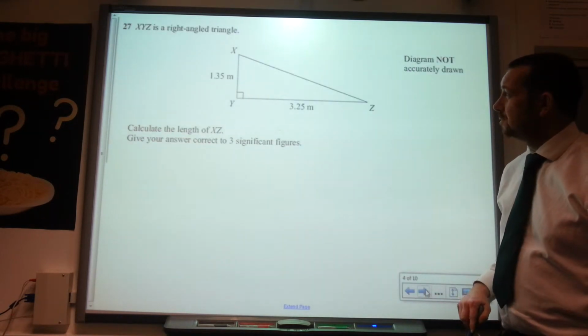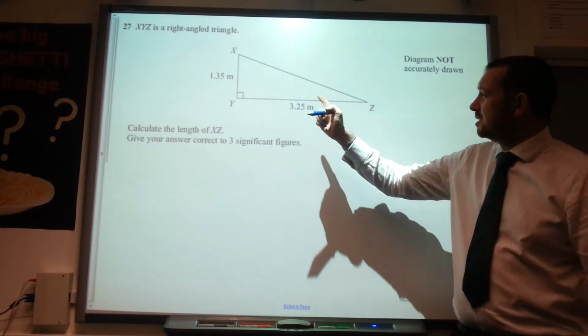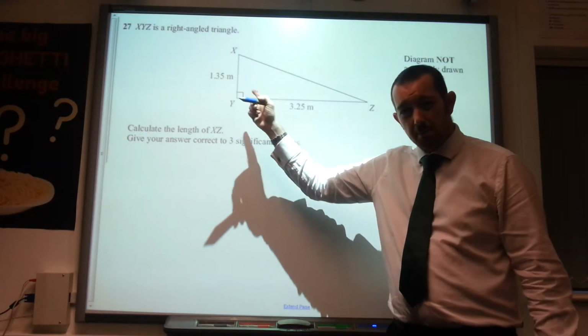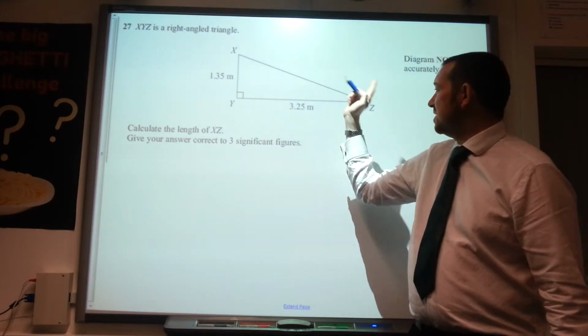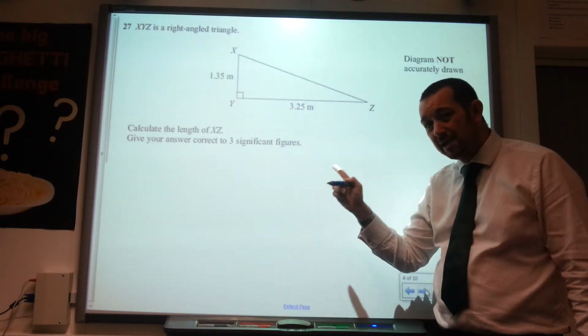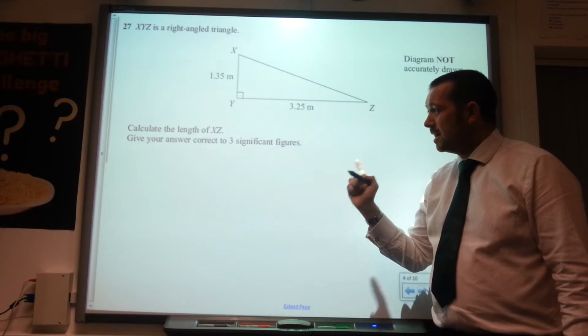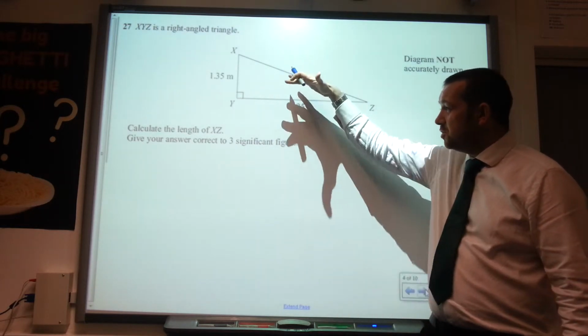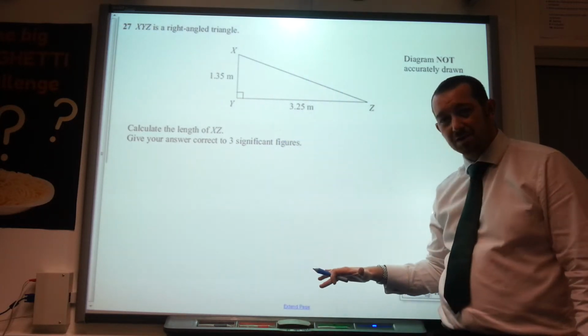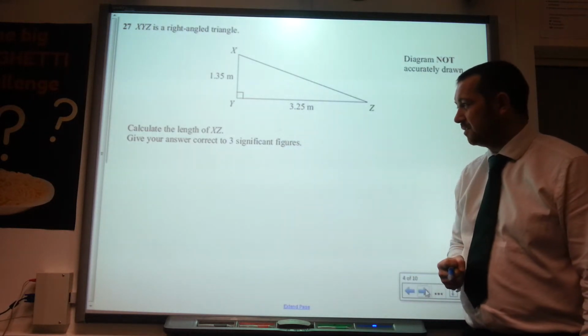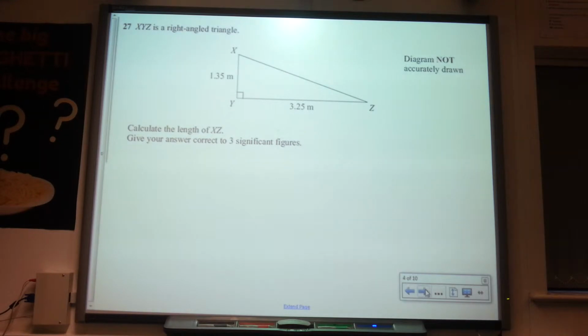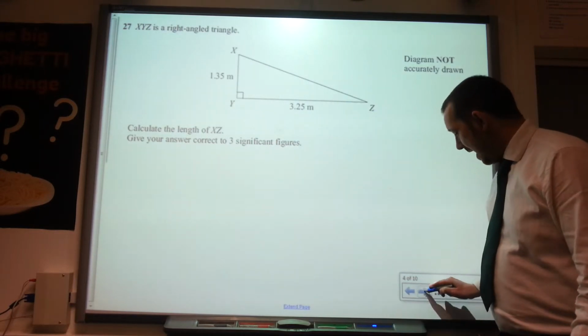Let's have a look at the next one. XYZ is a right angle triangle. Slightly more complicated now. We've got decimal numbers, but exactly the same process. It says here, calculate the length of XZ. Give your answer correct to 3 significant figures. Now, if you're not sure what that means at the minute, I suggest you do Pythagoras just as we've done before. At least get the answer, so you get at least some of the marks, and we'll see what we do with the significant figures afterwards. Next one.